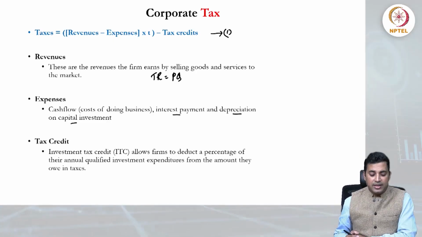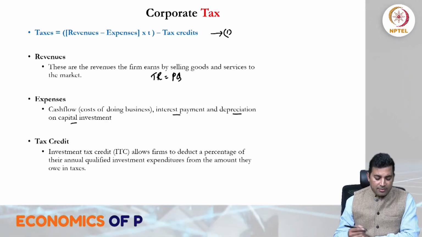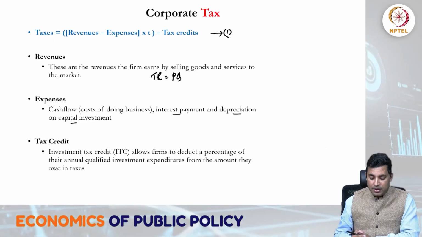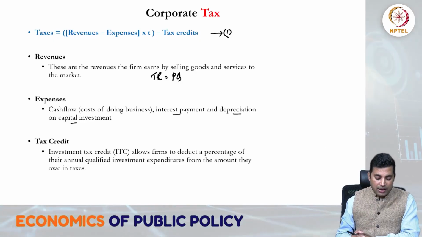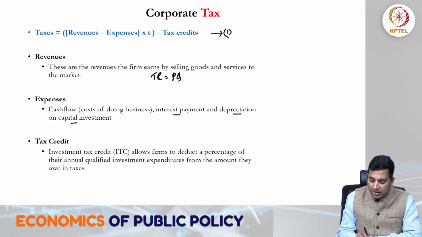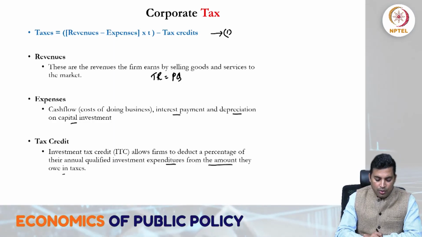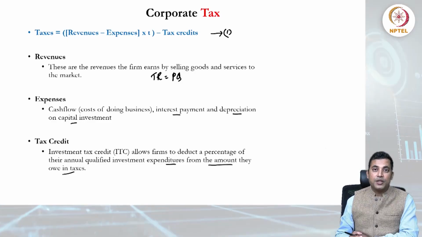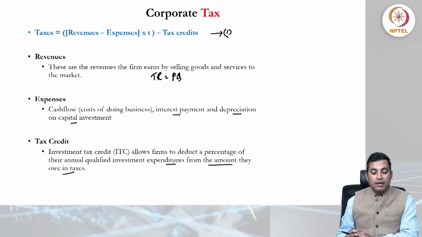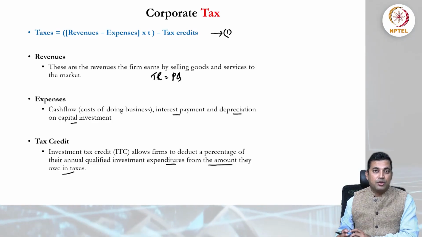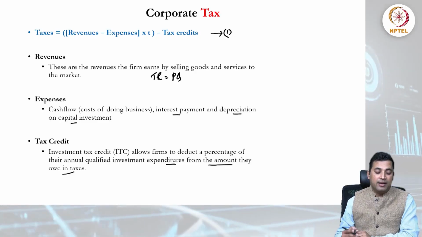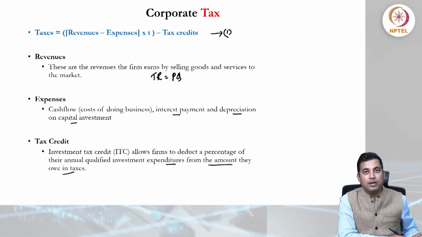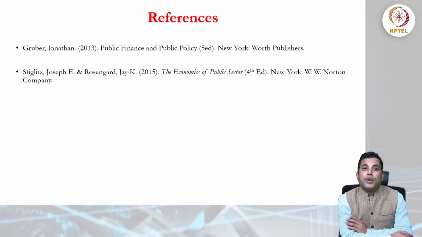So now, what is a tax credit? A tax credit, also referred to as an investment tax credit, allows firms to deduct a percentage of their annual qualified investment expenditure from the amount they owe in taxes. This is also one of the components for the corporation, and it needs to be deducted from the balance between revenue and expenses. That gives the amount of taxes that needs to be paid to the government. So here I stop.